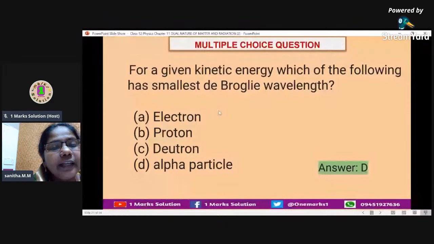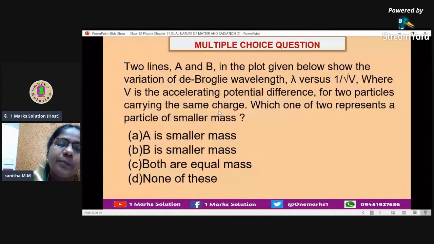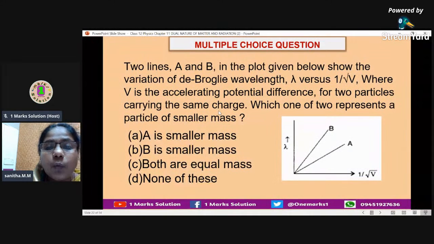Now let us move on to the next question. Two lines A and B in the plot given below show the variation of the de Broglie wavelength lambda versus 1 by root V. You can see the graph here, lambda and 1 by root V is there. Don't get confused, children. Here it is 1 by root V, not root V. Usually the mistake you will make is to take it as root V. If it is root V, it will be in the downside, that means decreasing. Here it is 1 by root V.